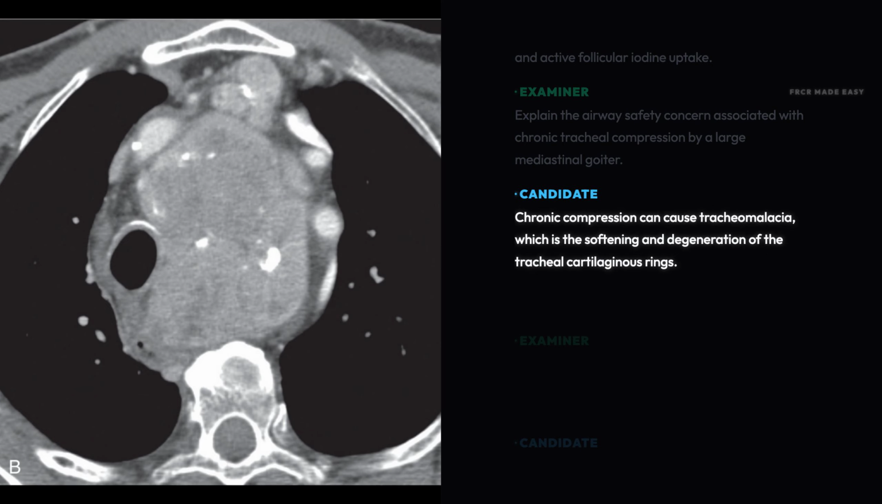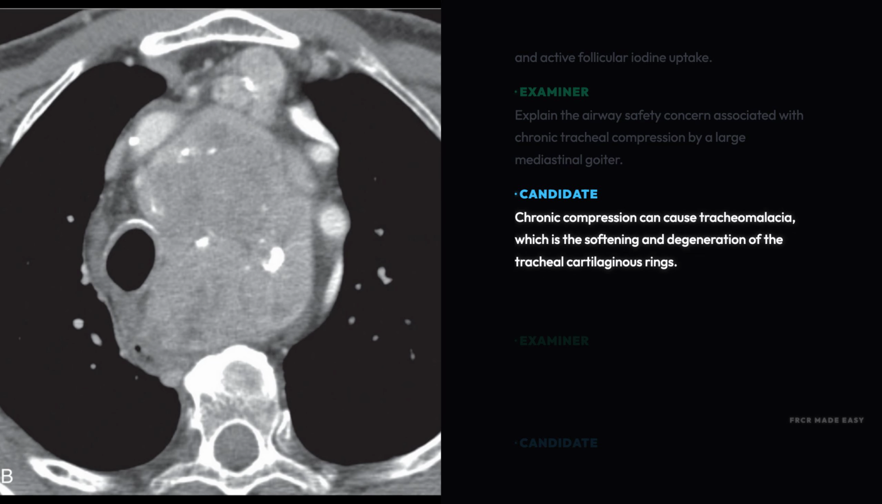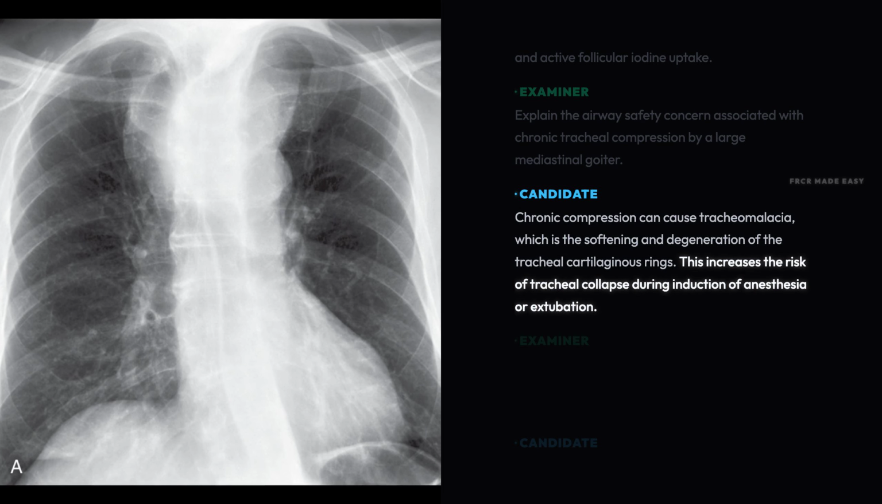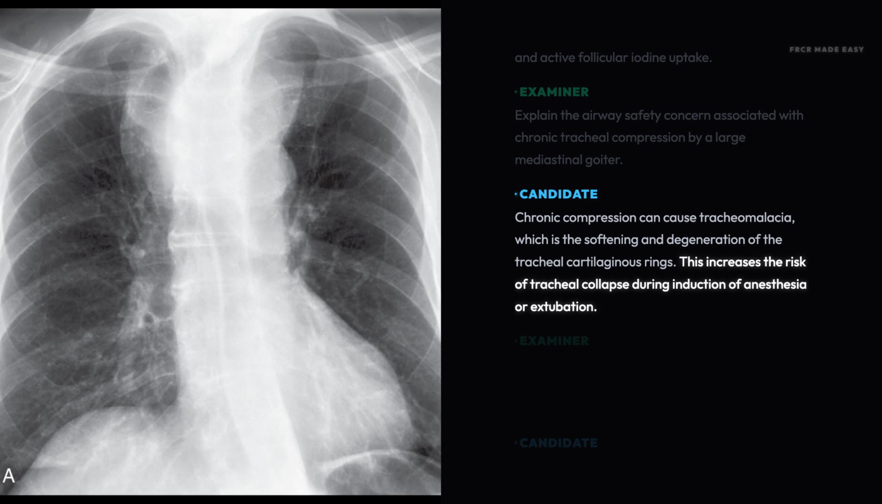Chronic compression can cause tracheomalacia, which is the softening and degeneration of the tracheal cartilaginous rings. This increases the risk of tracheal collapse during induction of anesthesia or extubation.